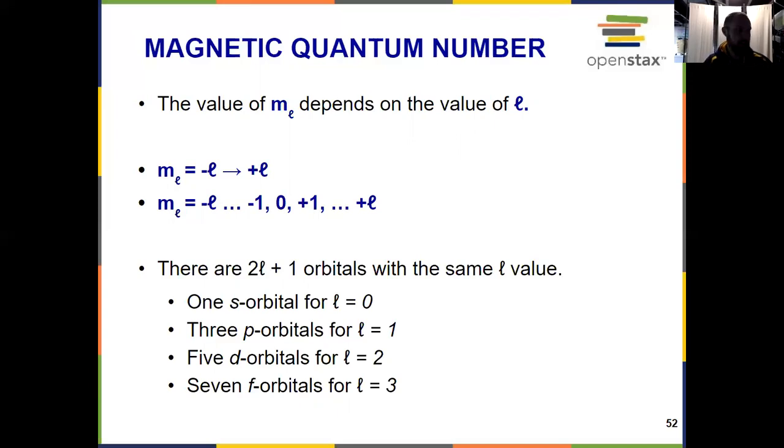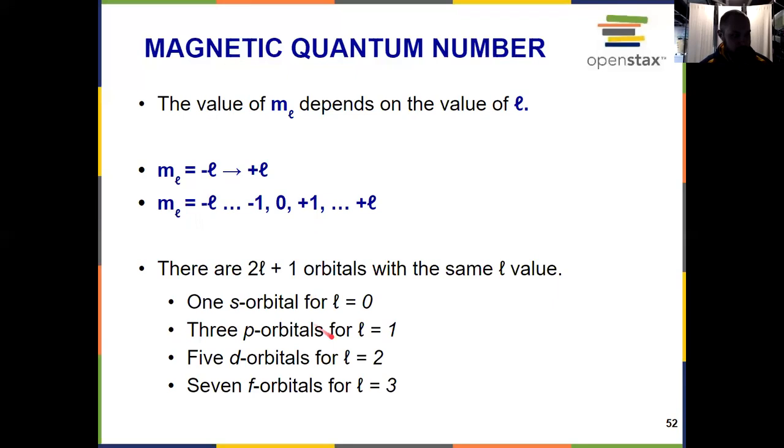Just like L is based on N, the magnetic quantum number, which is represented by M subscript L, depends on L. And M sub L can have negative values. It can have any value between negative L and positive L, including 0. So that depends on what our L value is. If L is equal to 0, then M sub L can only be 0 because there's nothing between negative 0 and positive 0. But if L is equal to 1, there are 3 possible M sub L's: -1, 0, +1.